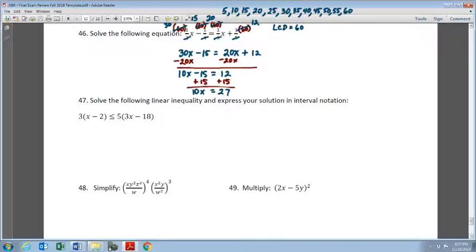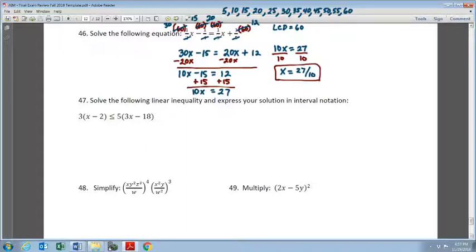To get x by itself, we have to divide by 10. So I'm going to rewrite this and divide by 10 on each side. And so we do get 27 over 10. And that is reduced. You could write it as a mixed number, but it's perfectly fine the way it is.